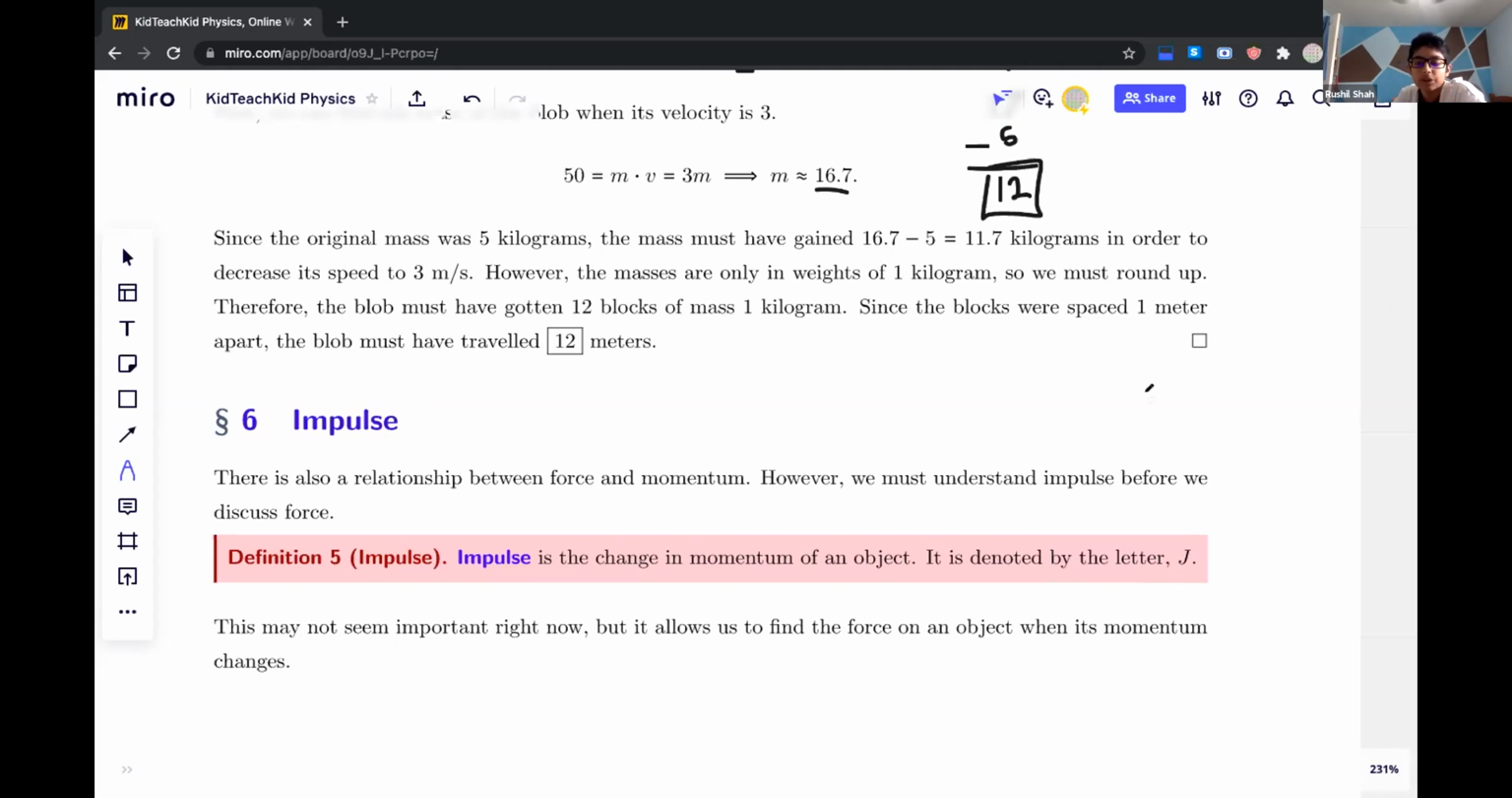Okay, so if no one has any questions, let's talk about impulse, which is basically the last thing we're going to talk about today. Impulse allows us to find a relationship between force and momentum. But we must understand what impulse is before we can discuss force. In physics, impulse is the change in momentum of an object, and it's denoted by the letter J.